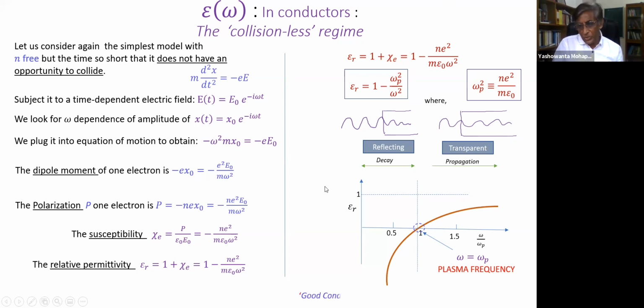So the Drude model is a good model for good conductors. Good conductors are transparent to EM waves when omega is greater than the plasma frequency, omega p.